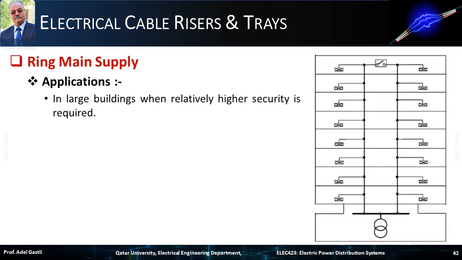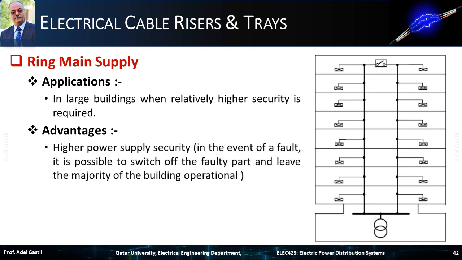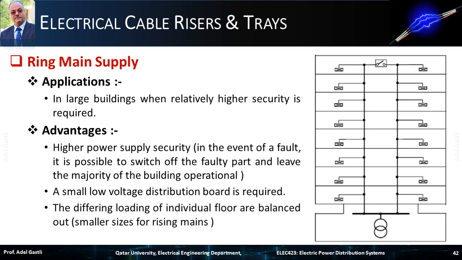The ring main supply is usually applied in large buildings when relatively higher security is required. Its advantages are as follows. Higher power supply security. Indeed, in the event of a fault, it is possible to switch off the faulty part and leave the majority of the building operational. A small low voltage distribution board is required. The differing loading of individual floor are balanced out. And it has smaller sizes for rising mains.